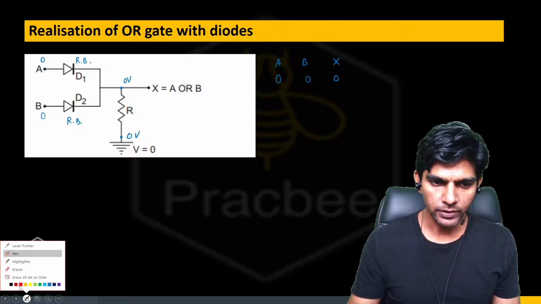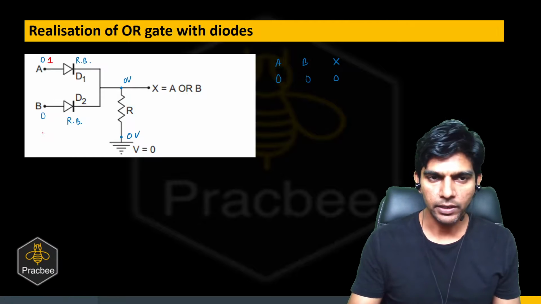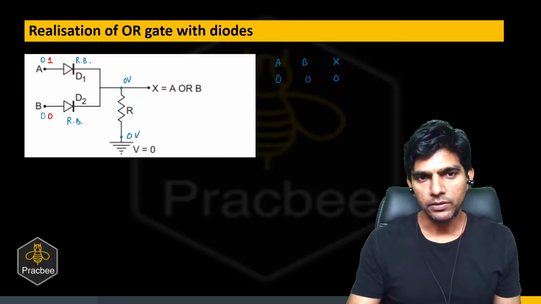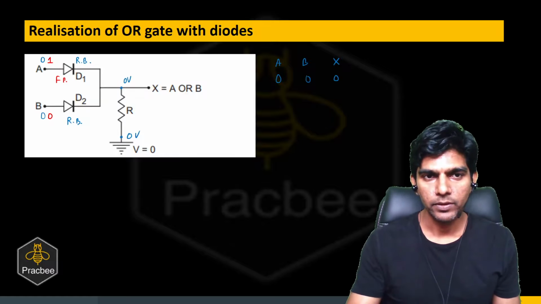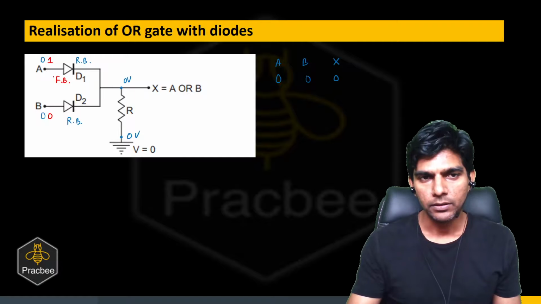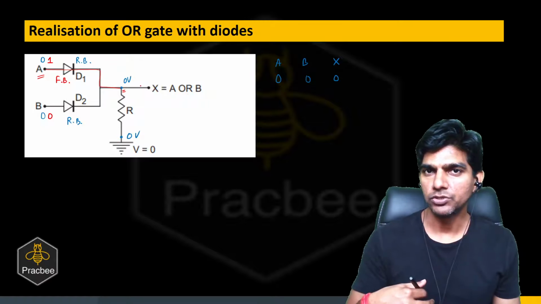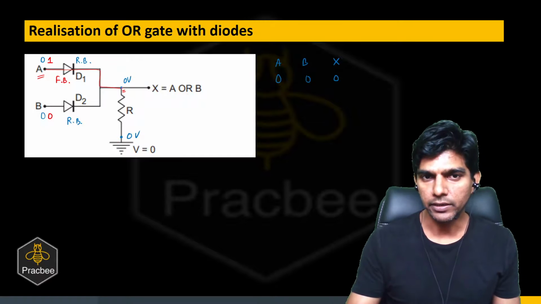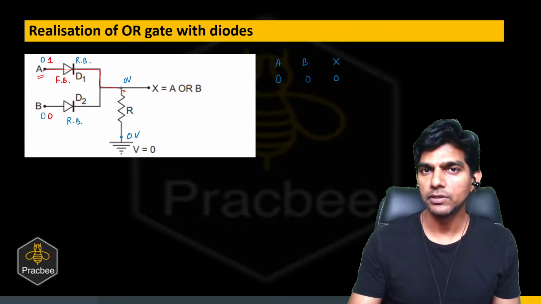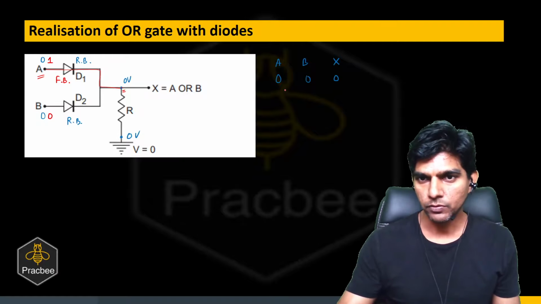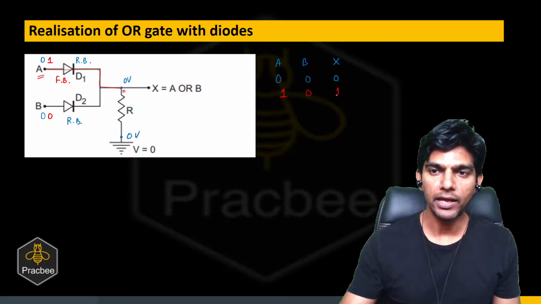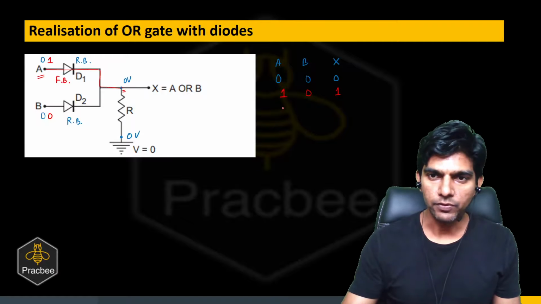But now suppose we make A high and B low. So now the diode D1 will be forward biased. If it is forward biased, then you can see it becomes conducting. If it becomes conducting, then the potential at A will be the same as the potential at X. At A we have a high input, so we'll get a high output, right? Because now the output is directly connected with the input which is high. So when A is 1, B is 0, we'll get a high output. Similarly, if A is low, B is high, we'll get a high output.